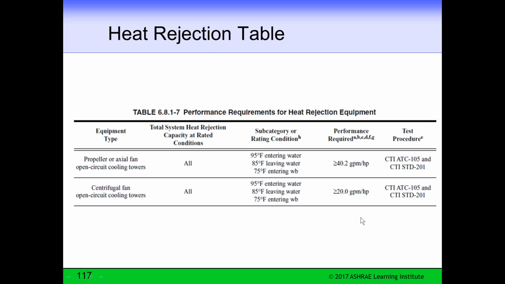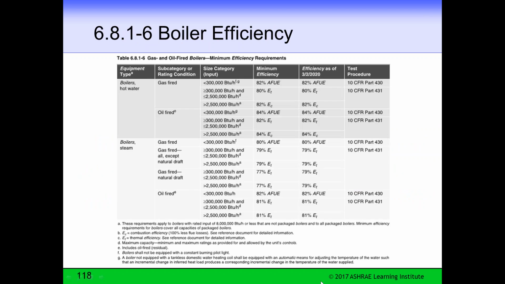So I'm showing you this to show you the difference in a centrifugal fan and a propeller fan. A propeller fan, a normal fan, can handle 40.2 GPM per horsepower, where a centrifugal fan can handle a little bit less than half of that, 20 GPM per horsepower. So you can see that that's not a very efficient way to go for your cooling towers.